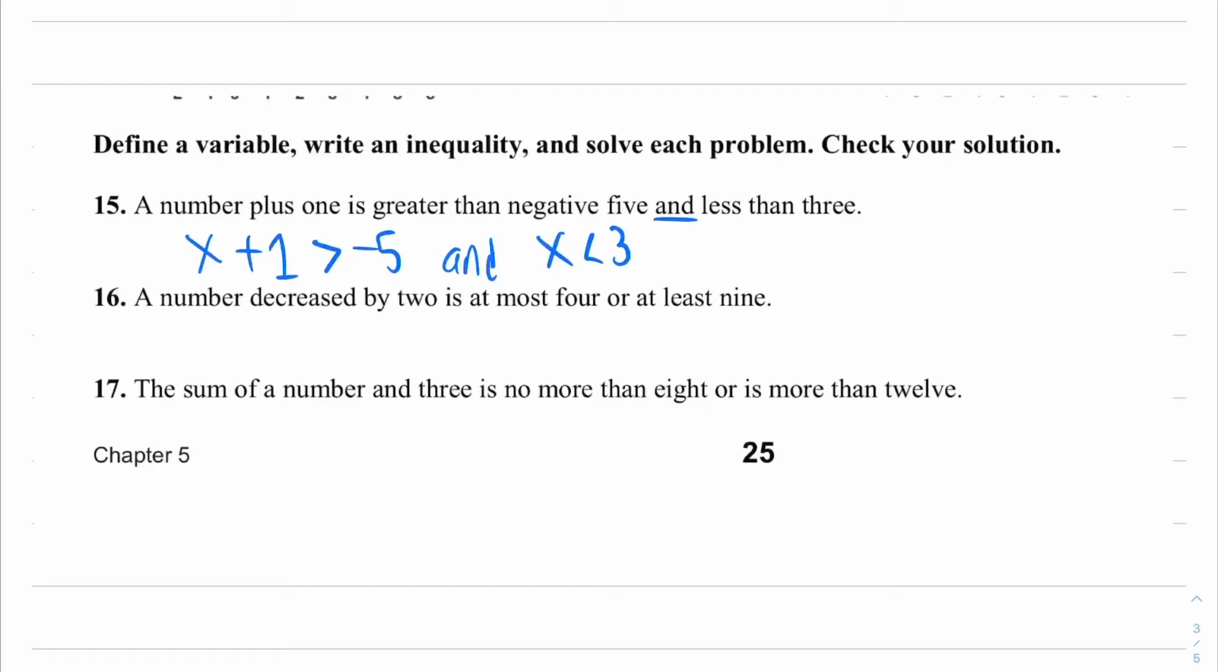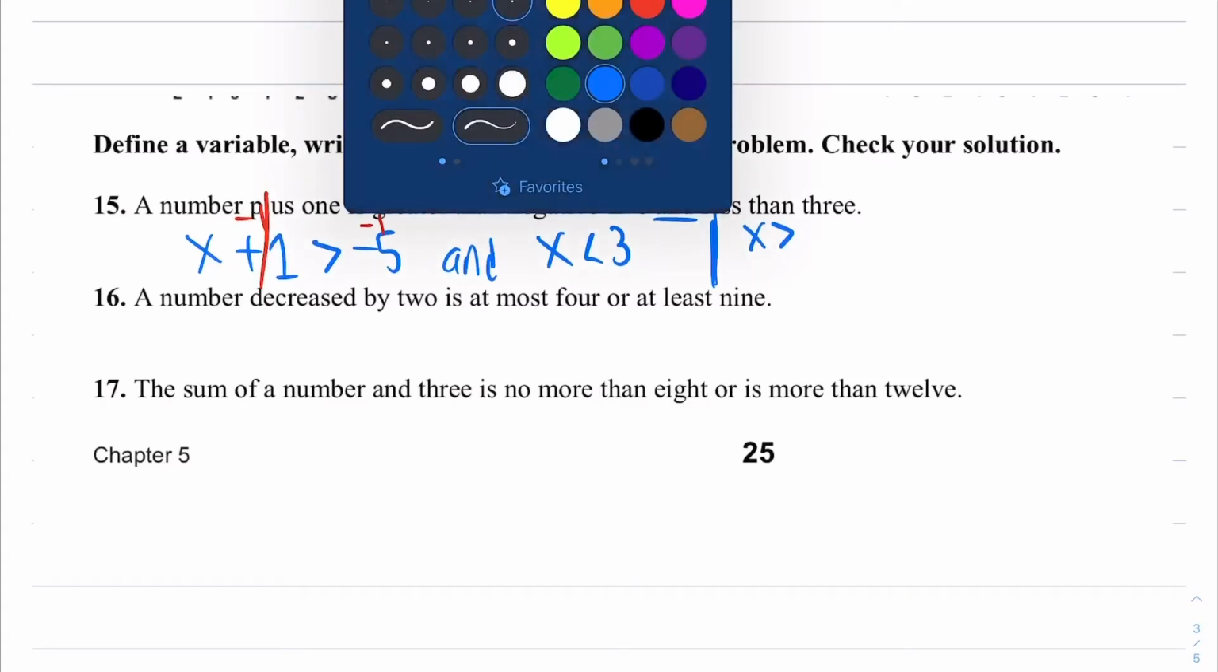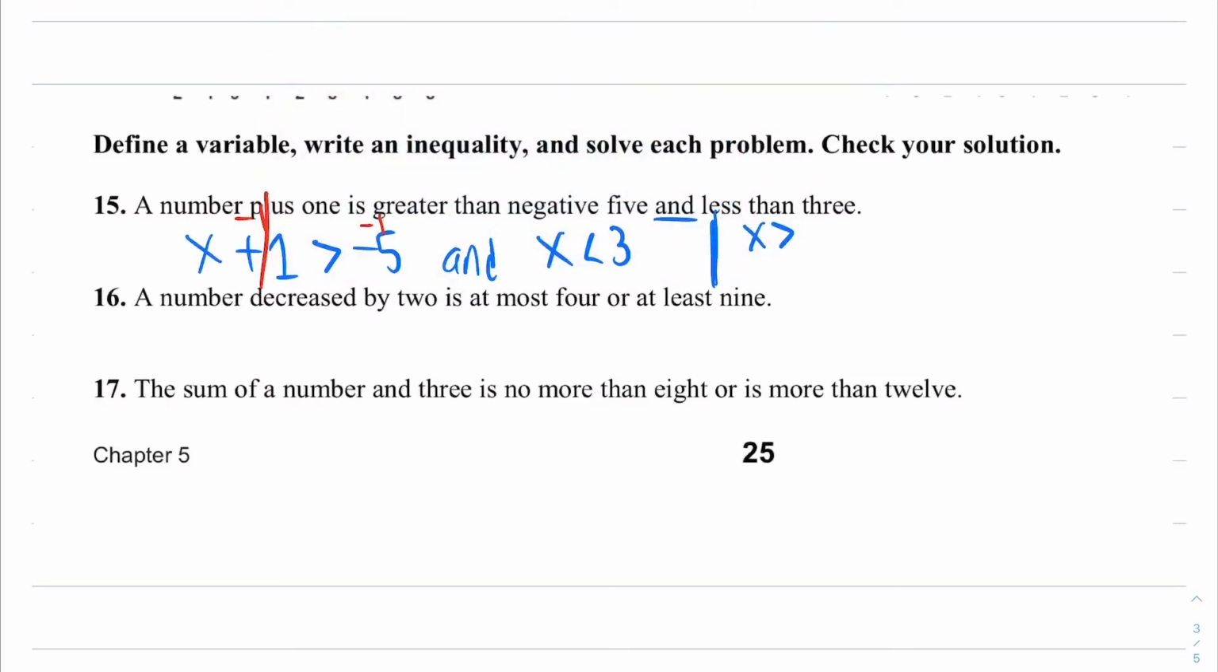So if I solve that first part, I'm going to need to subtract the number 1. X is greater than, let's subtract this 1, subtract 1. X is greater than negative 5 minus 1 makes negative 6. I solved this inequality right here. Now, the second inequality doesn't need to be solved. We just have x is less than 3.